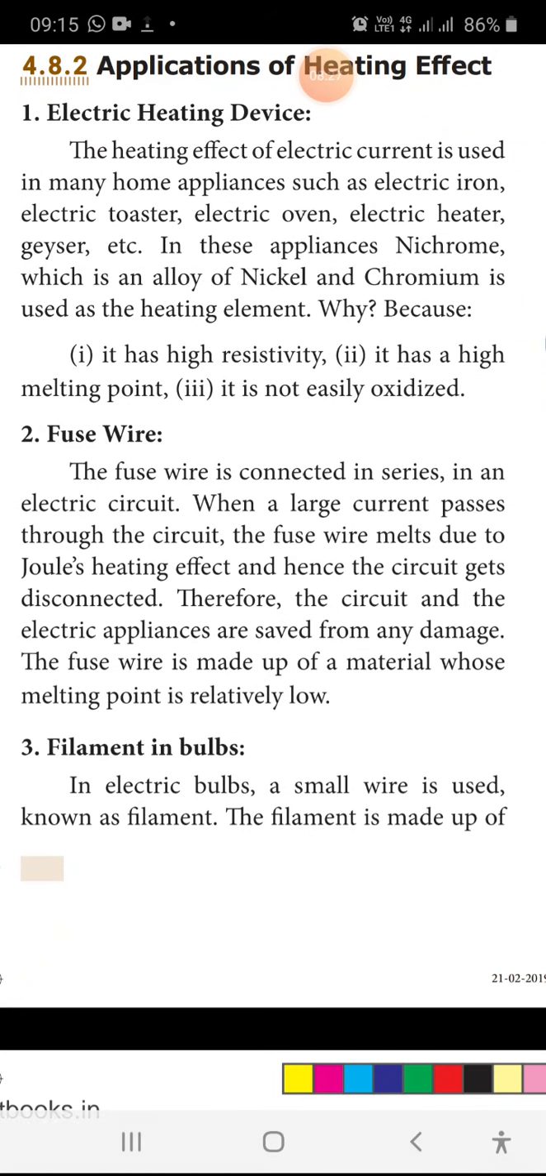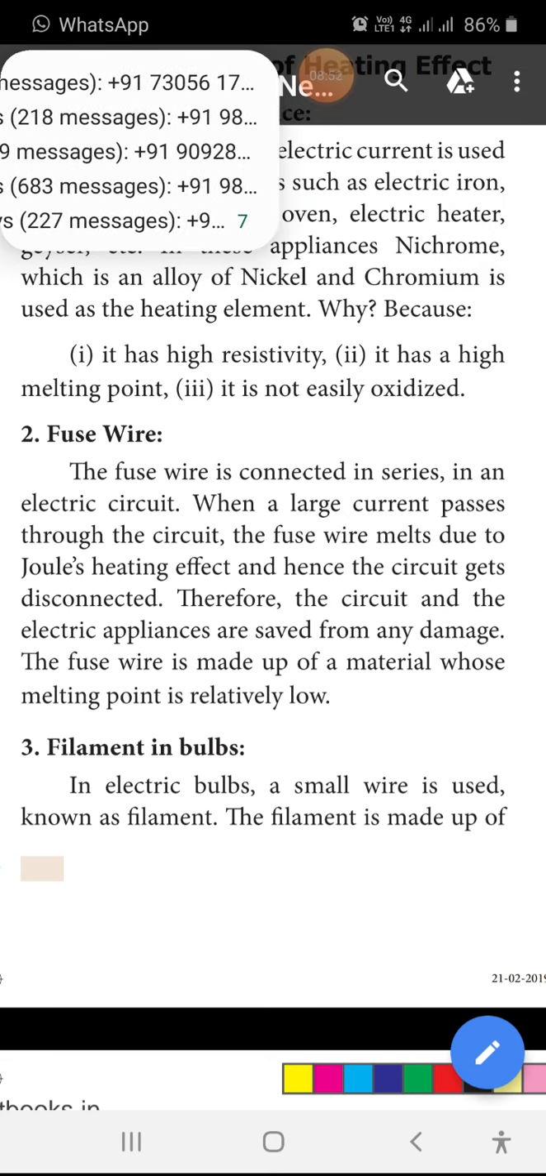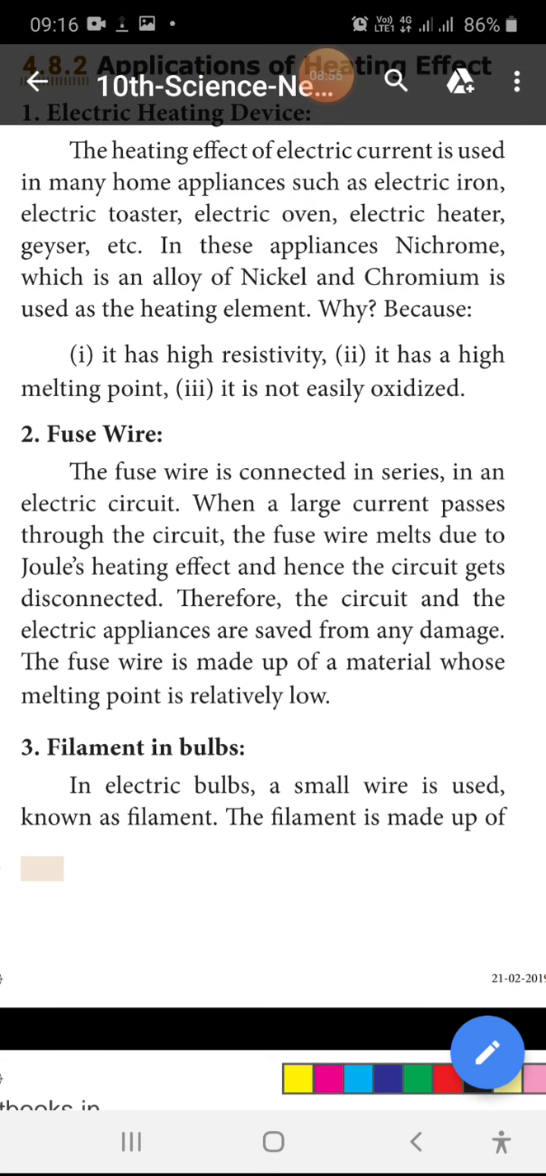Fuse wire. Already we have studied about a fuse. What is the use of fuse? It safeguards the devices from short circuiting. So the fuse is connected in series in an electric circuit. When a large current passes through the circuit, what happens to the fuse wire? The fuse wire melts because of heat. Why does the fuse wire melt? Because of large charges flowing, it will produce heat. That heat makes the wire melt, Joule's heating effect, and hence the circuit gets disconnected.